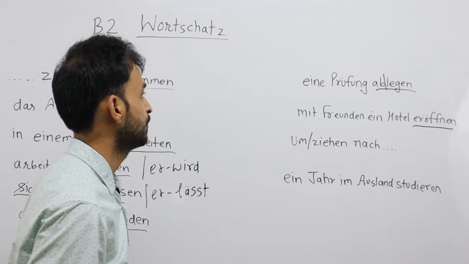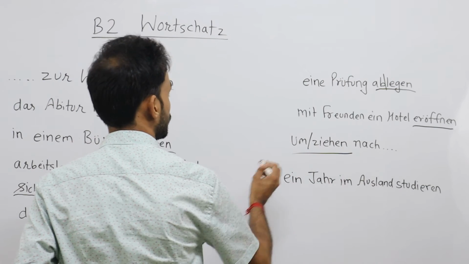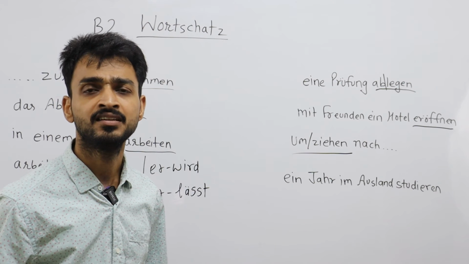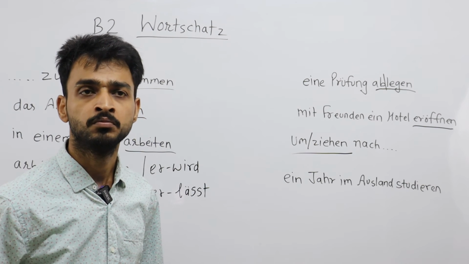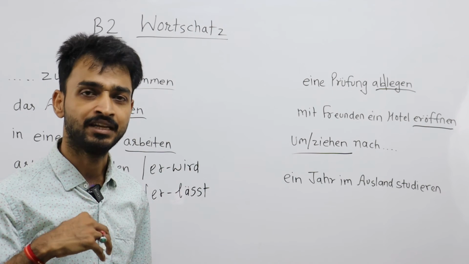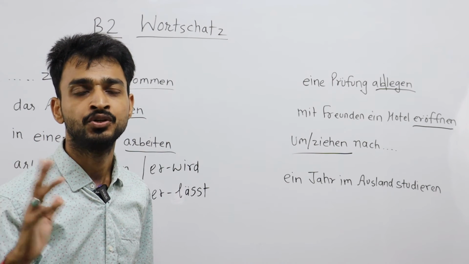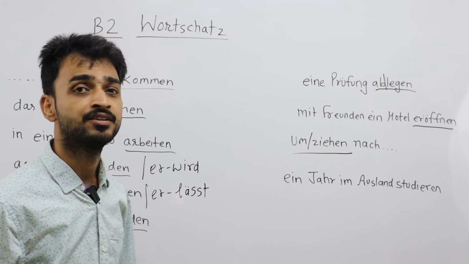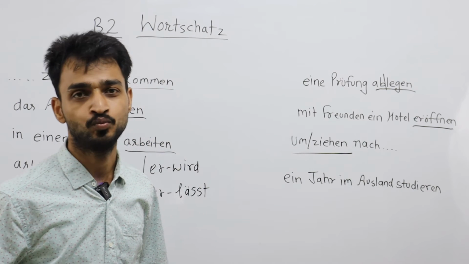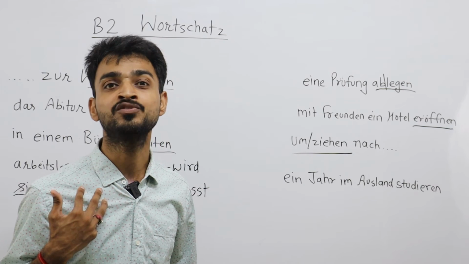Umziehen nach, it is separable. Umziehen means to change, to shift. Ich ziehe nach Mumbai means I'll shift. Ich wohne in Delhi, I live in Delhi, but I will shift to Pune. So this is for that. Ich ziehe nach Pune. Ich ziehe nach Berlin. Ich möchte nach Berlin umziehen.